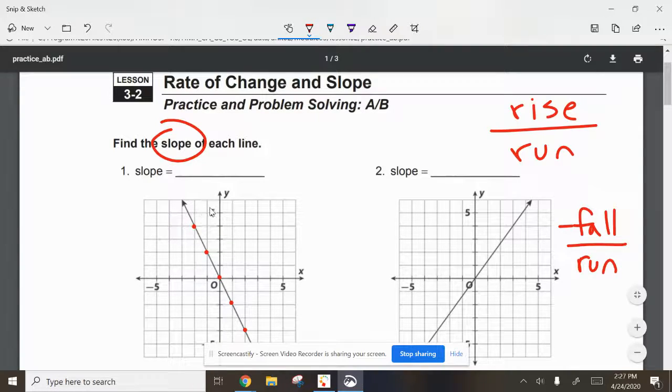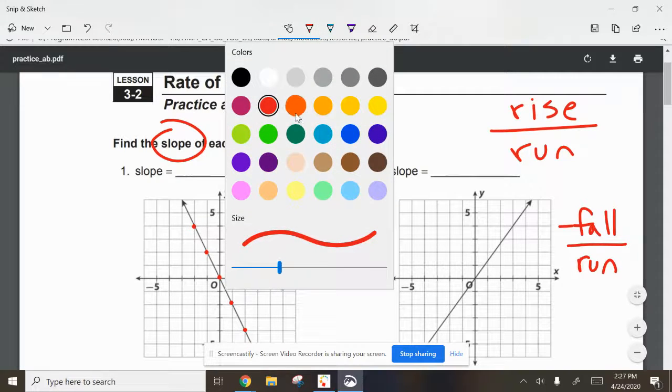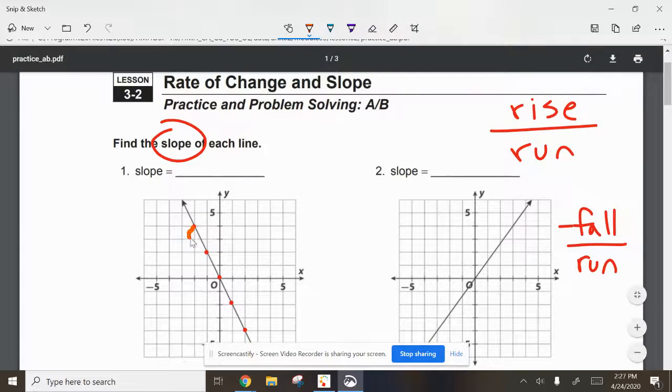And if we go back and remember, if I was to do fall here, I'm going to fall 2, run 1. So that would be -2 over 1. If I kept doing that, that would be the same pattern, right? Down 2 over 1, down 2 over 1, down 2 over 1. Well, what if I chose to go down 4 over 2? Down 4 over 2 still gets me, when you reduce it, -2. Okay. So your slope here, you would just say -2.